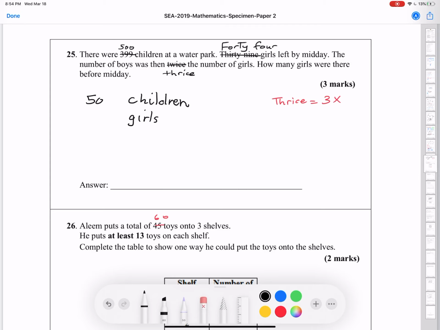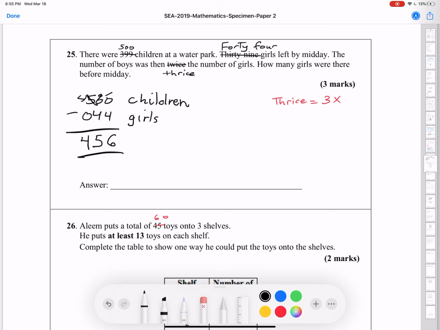How much? 500 take away 44. Okay, 0 take away 4 cannot, so we regroup. Right? Shortcut. 10 take away 4, 6. 9 take away 4, 5. 4 take away 0, 4. Great. Back on track. So the 44 girls left. So that means 456 children remain. At no point did they say 44 girls were all the girls. It's just 44 of the children left, and they happen to be girls.